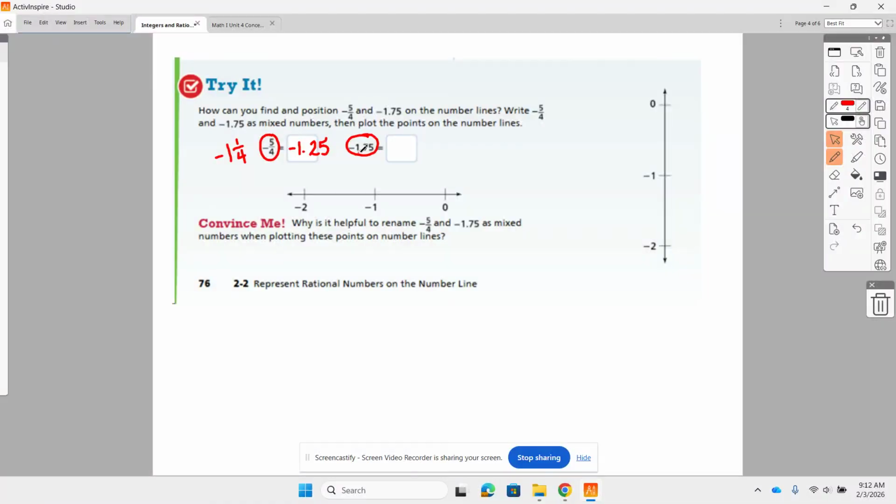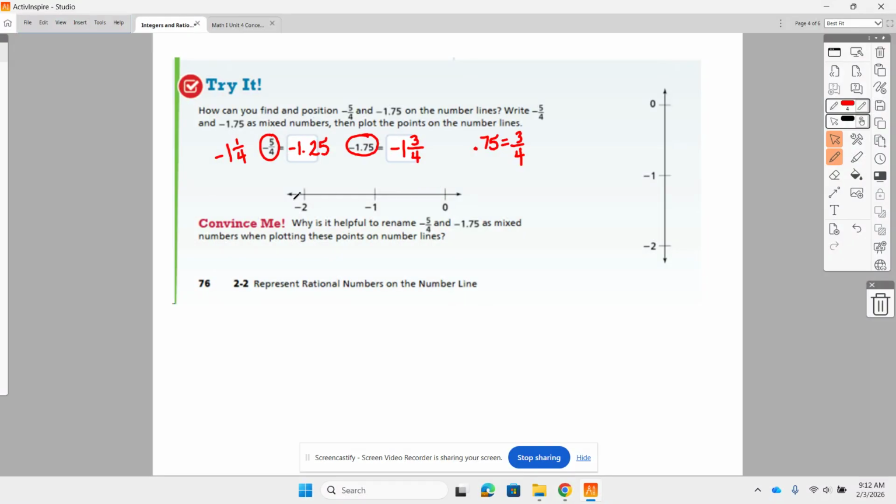Okay, would you know what -1.75 is as a mixed number? Remember that 0.75 is the same as 3/4, or 3/4 out of a dollar. So this is the same as -1 3/4.